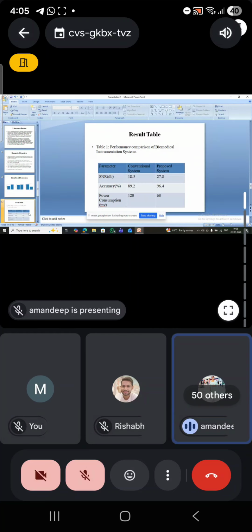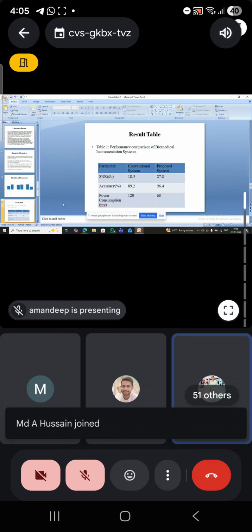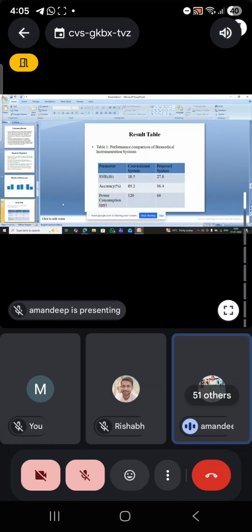Now, this is the result table. The SNR, accuracy, and power consumption are compared for the conventional system and the proposed system. For the conventional system, SNR is 18.5 and for the proposed system it is 27.8. Accuracy is 89.2 for the conventional and 96.4 for the proposed system. Power consumption in the conventional system is 120 and in the proposed system it is 68.